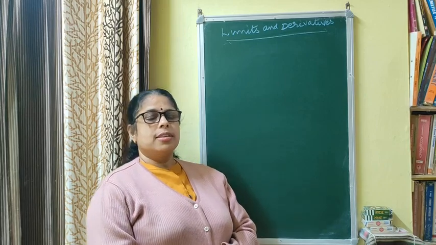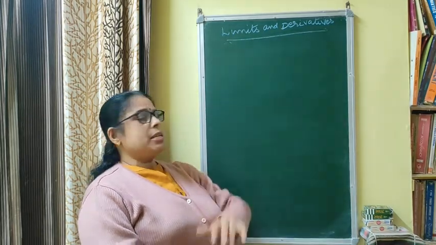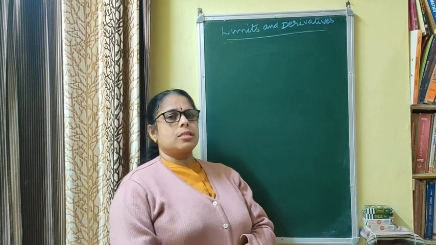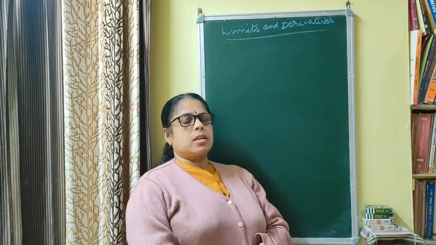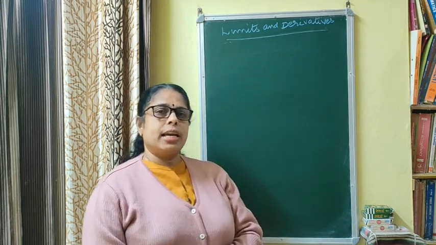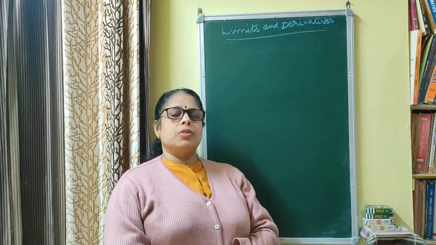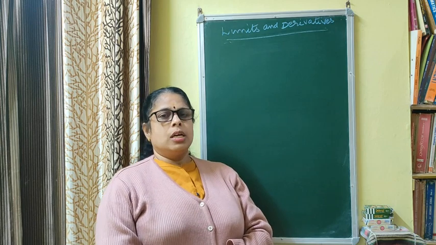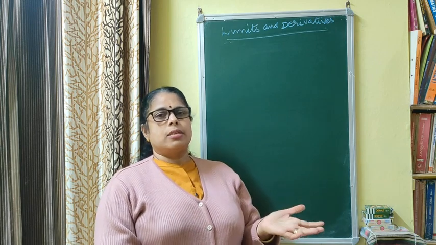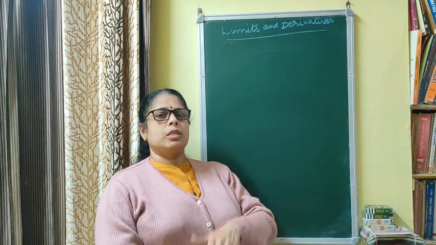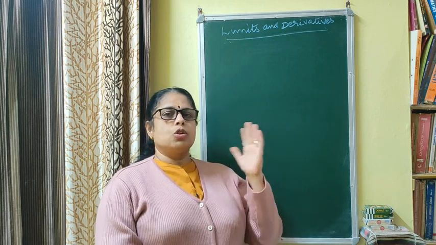Good morning, students. Now let us continue the chapter limits and derivative. In the last class we discussed how we can find left hand limit as well as right hand limit. A function f(x) is said to be continuous at a point x equal to c if limit f(x) as x tends to c minus is equal to limit f(x) as x tends to c plus, that is, left hand limit equal to right hand limit.